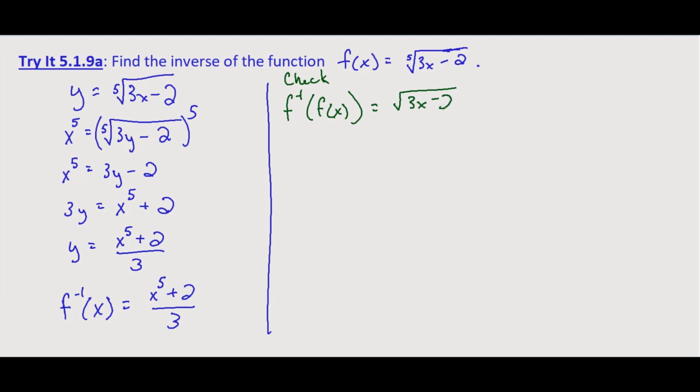3x minus 2, the fifth root of 3x minus 2 to the fifth power plus 2 over 3. That equals the fifth root to the fifth power. That's going to be 3x minus 2 plus 2 over 3. The 2's cancel. We're left with 3x over 3. The 3's cancel, and we are left with x. So it checks in that direction.